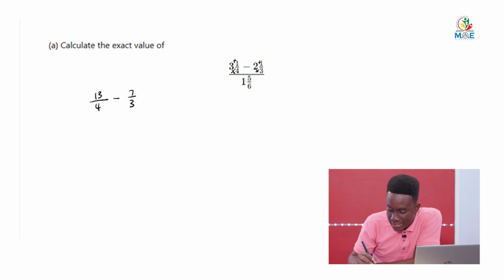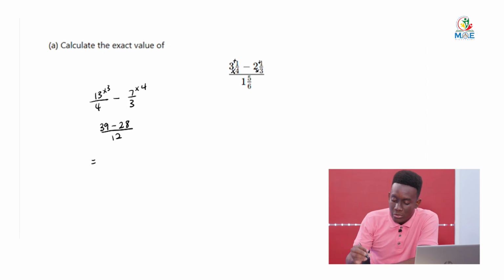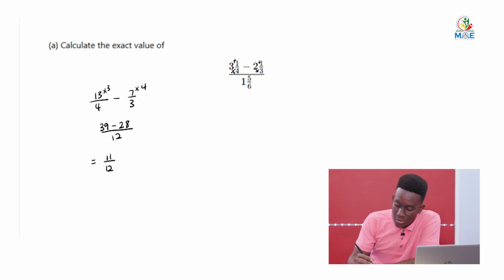So we find the LCM between 4 and 3. The LCM of 4 and 3 is simply 12. So 12 divided by 4 is 3. We multiply that answer by the top there. 13 times 3 would give us 39. Subtract 12 divided by 3 would be 4. And we multiply that answer by the top there. 7 fours is 28. So this will work out to 39 subtract 28, which gives us 11 over 12. So the top piece will work out to 11 over 12.